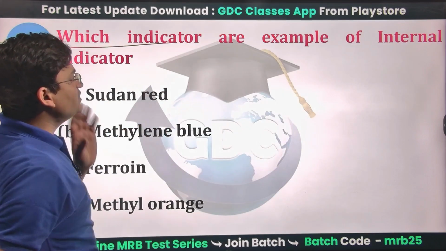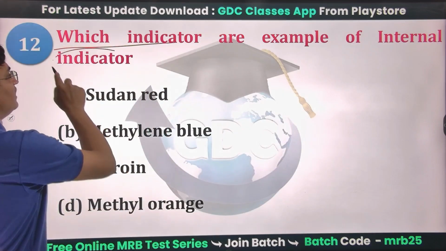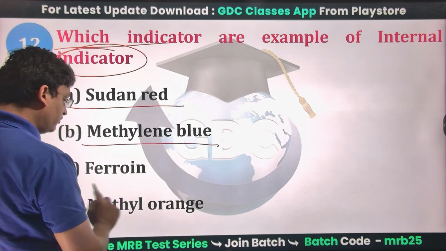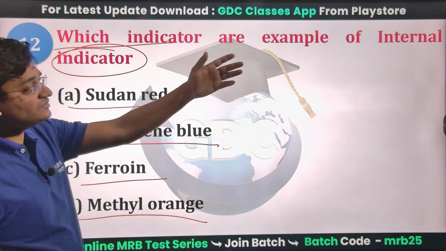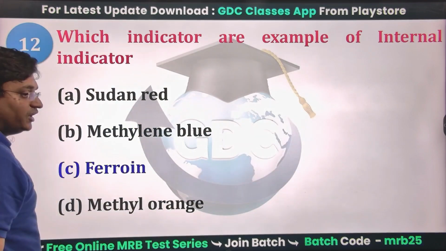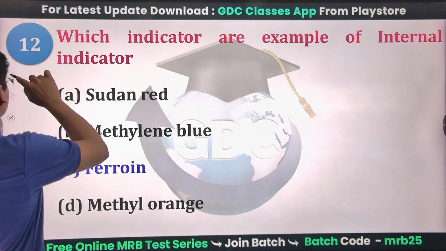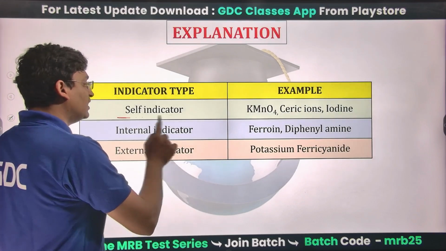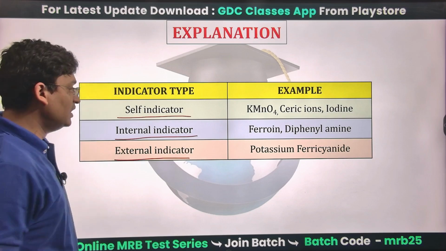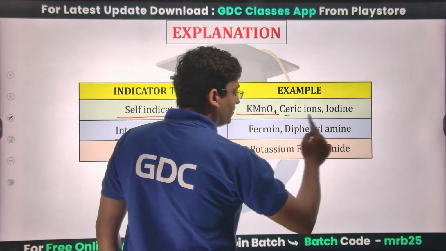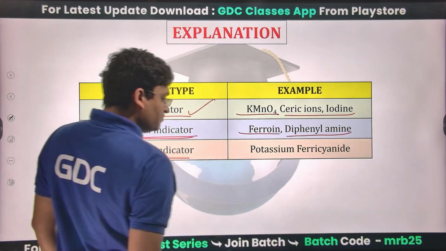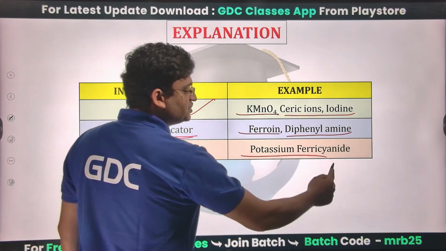Next question: which indicator is an example of an internal indicator? Is it Sudan red, methylene blue, ferroin, or methyl orange? For internal indicator, it is ferroin. The indicator types are self indicators, internal indicators, and external indicators. Self indicators are potassium permanganate, ferric ions, and iodine. Internal indicators are ferroin and diphenylamine. For external indicators, we have potassium ferricyanide.